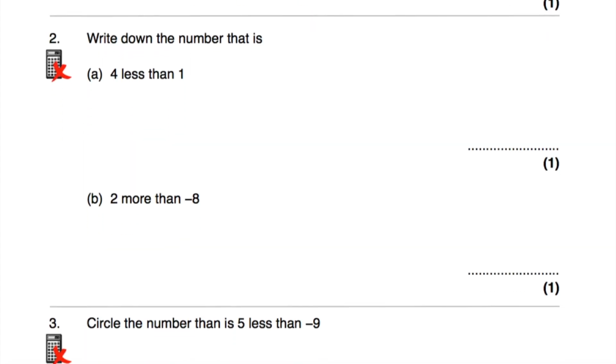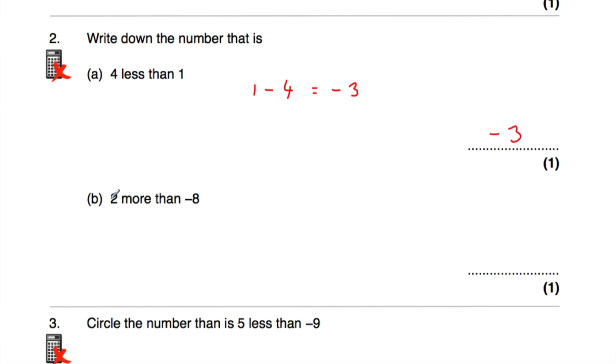Question number 2. Question number 2a says, write down the number that is 4 less than 1. So it's going to be 1 subtract 4. That's 4 less than 1. So if we had 1 and we take away 4, well, that would be 0, negative 1, negative 2, negative 3. So the answer would be negative 3. So that's it, negative 3.